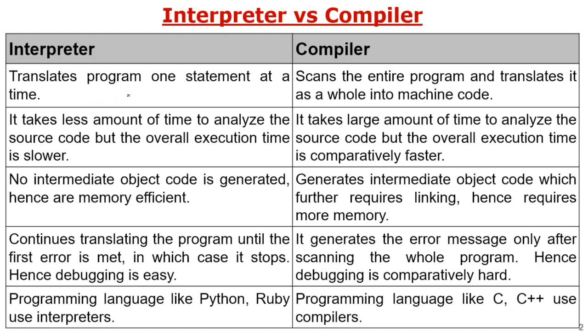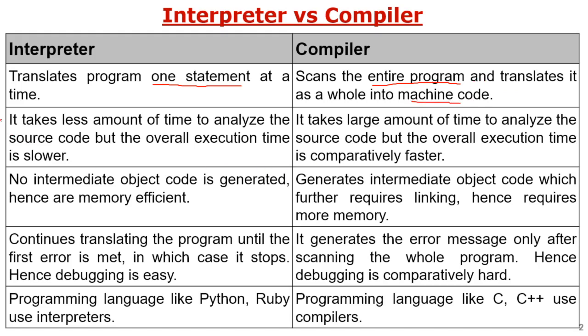First is interpreter versus compiler. An interpreter translates the program one statement at a time, as I explained in the previous video, but a compiler scans the entire program, meaning multiple statements at a time, and translates it as a whole into machine code. That is the important point: the compiler generates machine code, but the interpreter never generates machine code. That is the first difference.